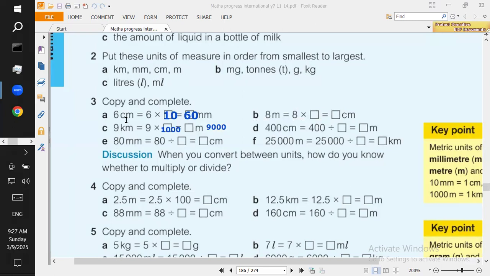So to turn from the bigger one to the smaller one, we multiply. But if we turn from the smaller one to the bigger one, we have to divide. So here we know that each centimeter has 10 millimeters. So 80 millimeters, to turn it into centimeters, we have to divide by 10. So the answer will be 8 centimeters. Same idea with all of these. So basically, if you turn from the bigger one to the smaller one, you multiply. And to turn from the smaller one to the bigger one, you divide. That's it for these units. Let's move on to the next ones.